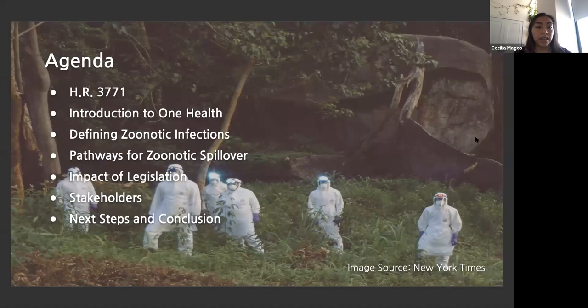So on the agenda, I will be introducing our bill, give a brief overview of the One Health framework the bill will expand on, define zoonotic infections, identify some of the pathways for zoonotic spillover, highlight the impact of our proposed legislation, identify some of the key stakeholders, and then our next steps moving forward.